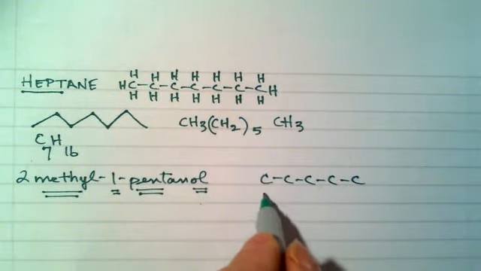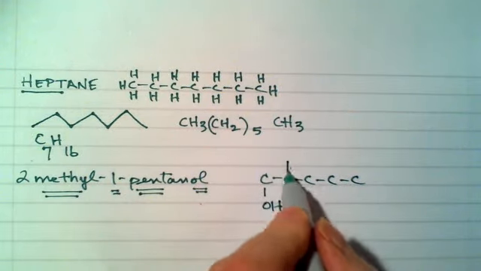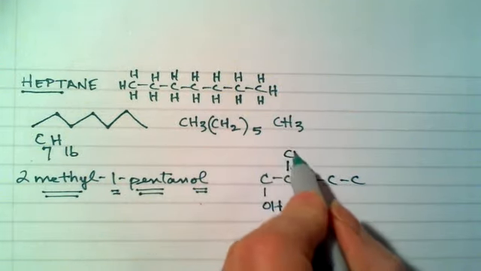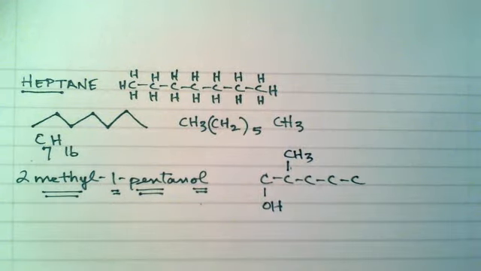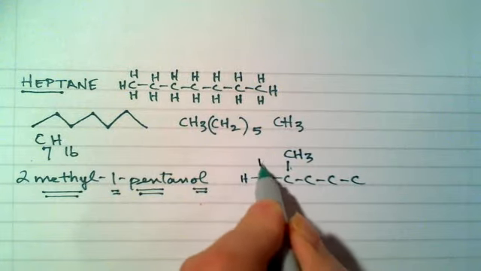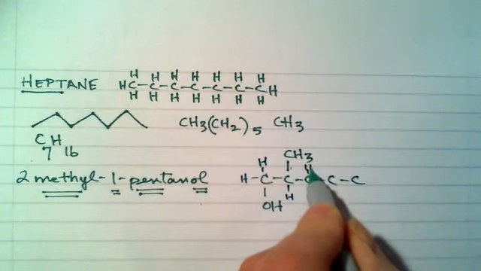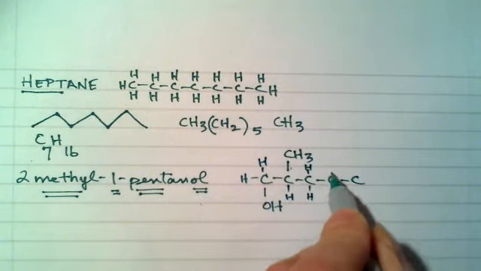So on the first carbon, I have OH, and on the second carbon, and we'll point it in the other direction for room, we have a methyl group, CH3. And then let's draw the bonds to my H's in this case. I have to squish that one in there.